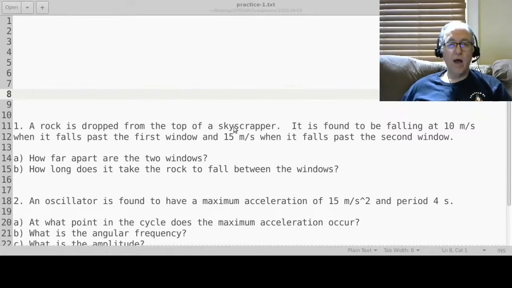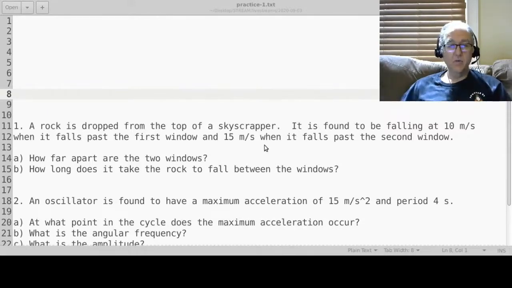relaxed. So we're going to drop a rock from the top of a skyscraper, and as it falls, we're going to watch it, and it's going to fall past two windows. When it falls past the first window, it's found to be traveling at 10 meters per second. So I say a rock is dropped from the top of a skyscraper. It is found to be falling at 10 meters per second when it passes the first window, and 50 meters per second when it passes the second window. Okay, that's all I give you.